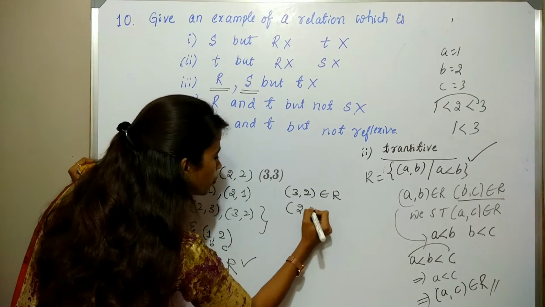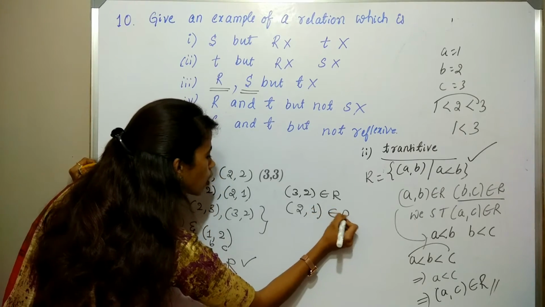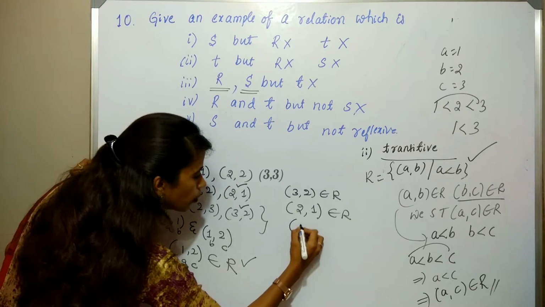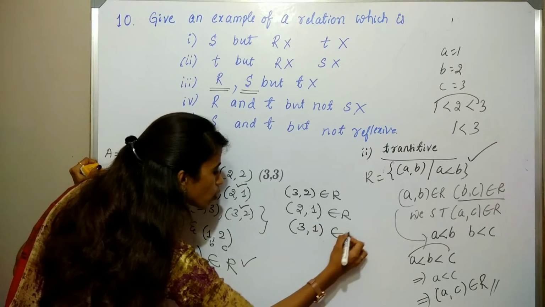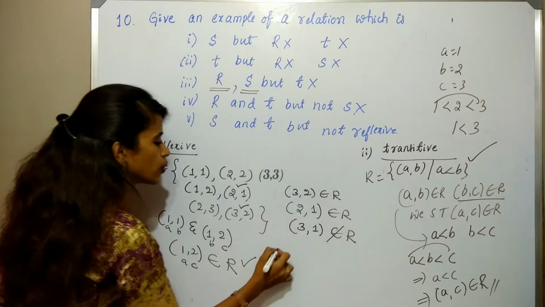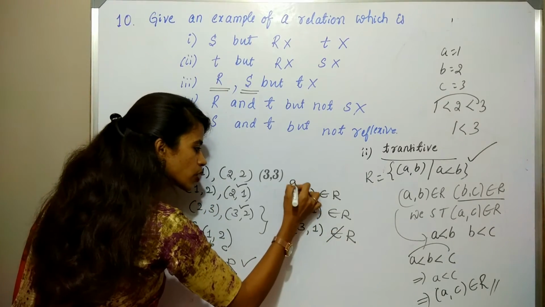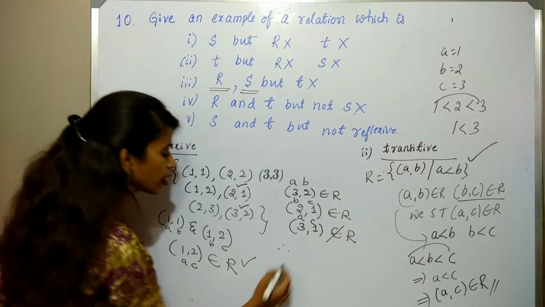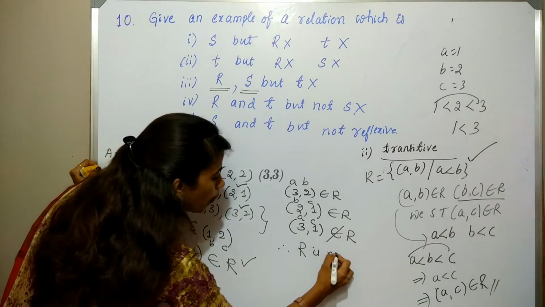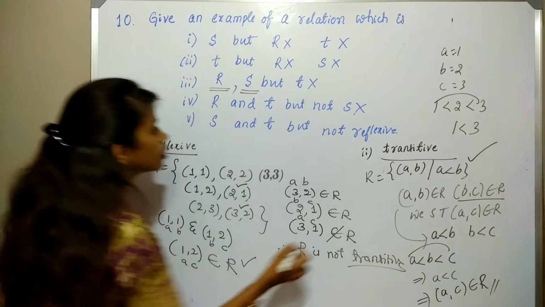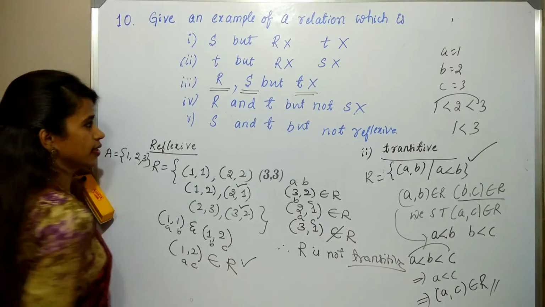Starting with what? 2. (2, 1) belongs to R. (3, 2) belongs to R. (2, 1) belongs to R. What about (3, 1)? Does it belong to R? (3, 1) does not belong to R. So (A, B) belongs to R, (B, C) belongs to R, but (A, C) not in R. Therefore R is not transitive. So is it okay? Which is not transitive.